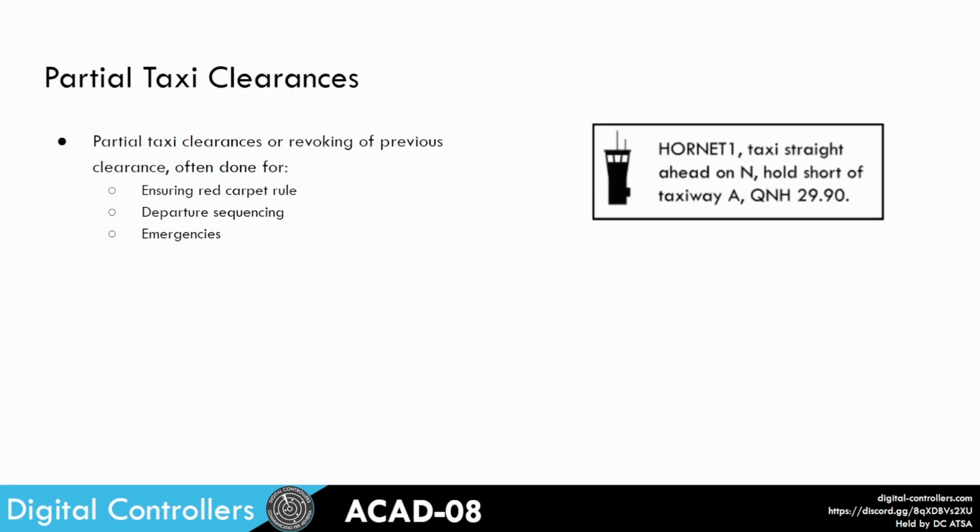So in this example, we are telling Hornet 1: Hornet 1, taxi straight ahead on November, hold short of taxiway Alpha, QNH 2990. So we are just instructing them to literally taxi straight ahead onto November and then hold short of taxiway Alpha.